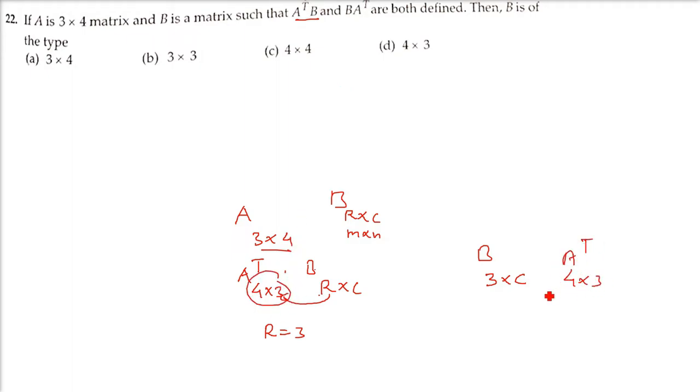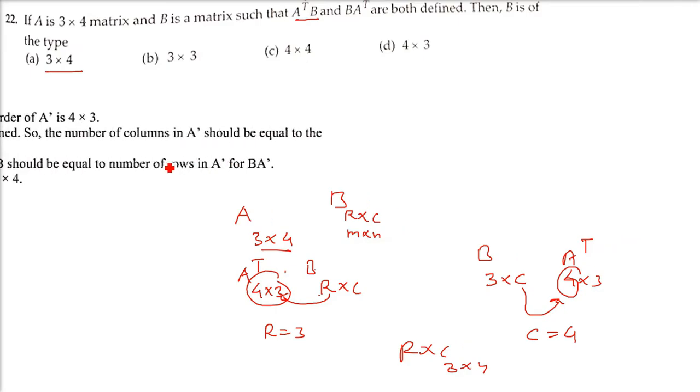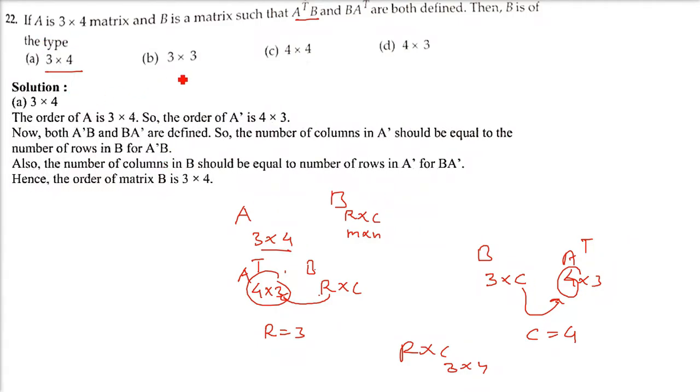Now B into A transpose is also defined. So the column has to be equal to 4. So the row is 3 and column is 4. So 3 into 4 is the order. B is of type 3 cross 4. 3 into 4. A is the answer.